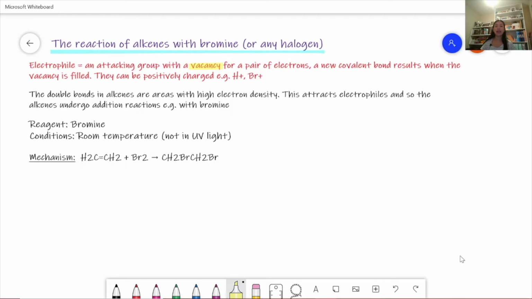The double bonds in alkenes are areas with really high electron density, and this attracts electrophiles because the electrophiles are basically looking for electrons. And so the alkenes undergo addition reactions. In particular, they undergo electrophilic addition reactions, and we're going to see that now. So the reagent we're going to be using is bromine, and we're going to be using room temperature conditions. So we're going to have a look at a mechanism of this reaction. Ethene and bromine going to form 1,2-dibromoethane.